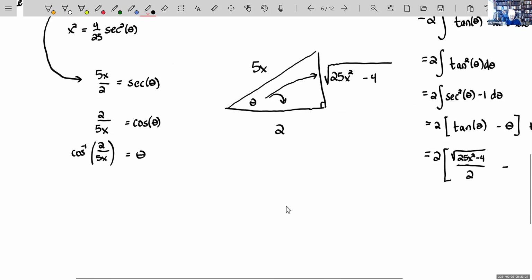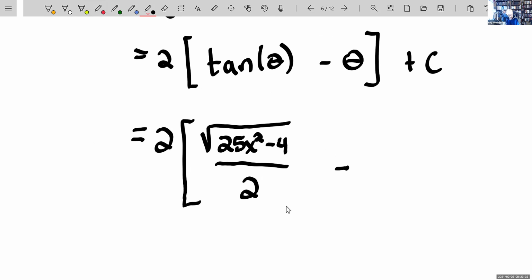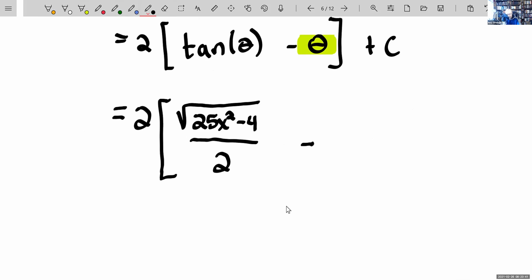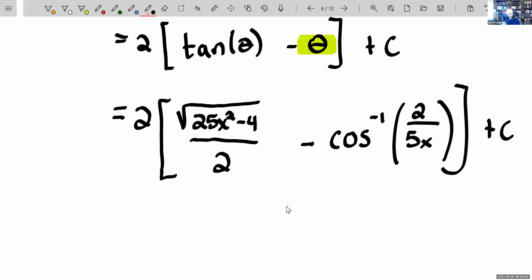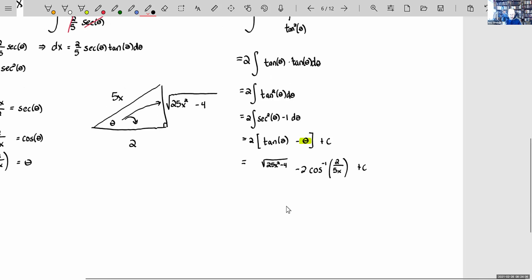So if I have a theta by itself in my answer, not a tangent of theta, but a theta by itself, this guy right here, I can replace that with the cosine inverse of 2 over 5x. That's what I'm going to do. Cosine inverse of 2 over 5x. And then finally, plus c at the end. Obviously, you can distribute the 2 into this, so I'll go ahead and just magically distribute the 2 through, and you get that.